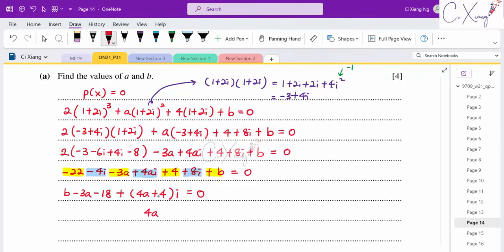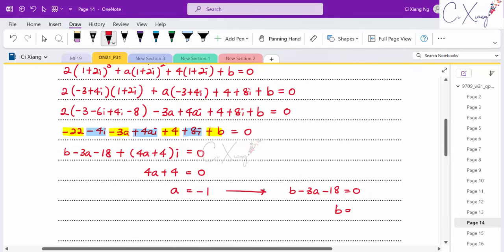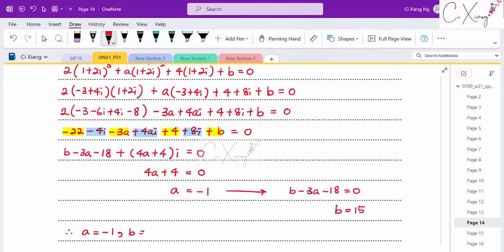So I can solve the imaginary part first. (4a plus 4)i equals 0i on the right hand side, so 4a plus 4 equals 0. Therefore a equals negative 1. When you get a equals negative 1, you can substitute it back into the real part, where b minus 3a minus 18 also equals 0. Substituting the value of a into the equation, you will get b equals 15. So this is how we get the values for a and b: a equals -1 and b equals 15.